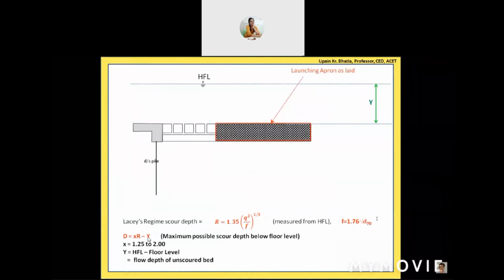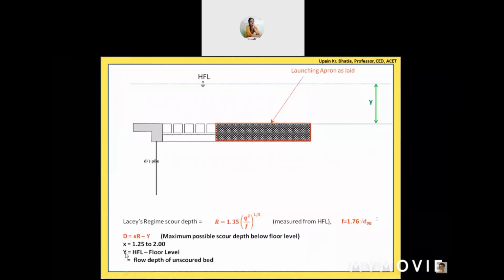So if you subtract this Y, that will be the maximum possible scour depth below floor level, because this R or X times R is measured below this HFL, that is, how deep the river bed will be. Okay, from this floor level, if you want to calculate, you have to subtract this Y from it. So XR minus Y is the depth of scour below the floor. So from the floor level, how deep you have to go, that is capital D.